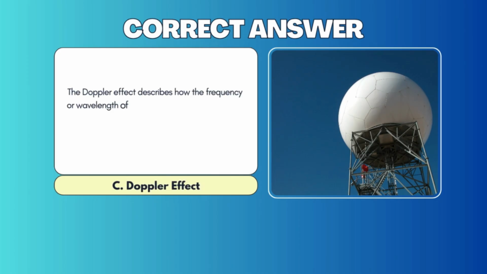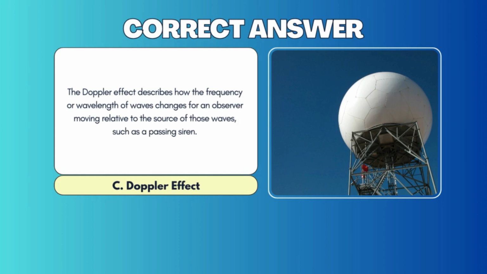The correct answer is C. Doppler effect. The Doppler effect describes how the frequency or wavelength of waves changes for an observer moving relative to the source of those waves, such as a passing siren.